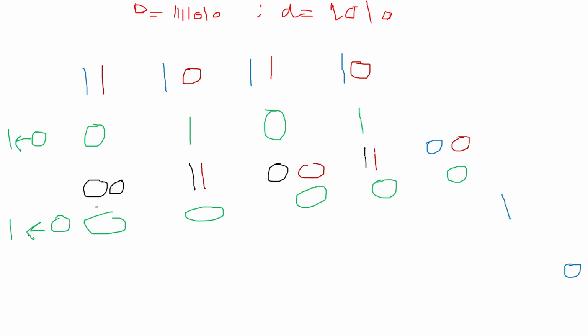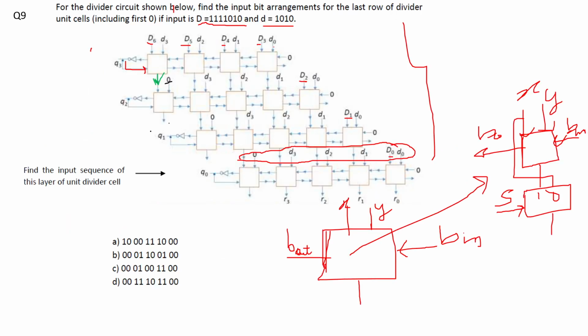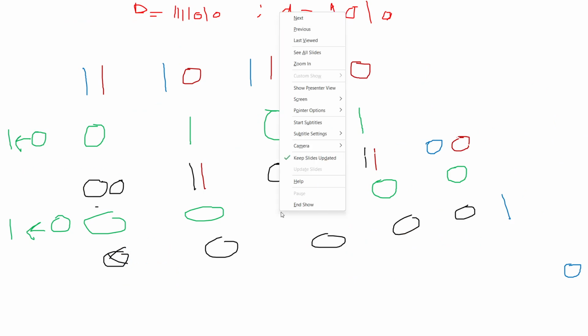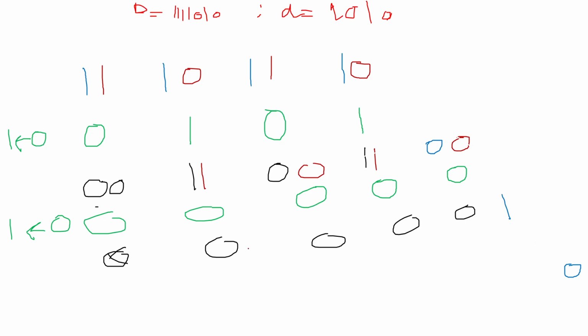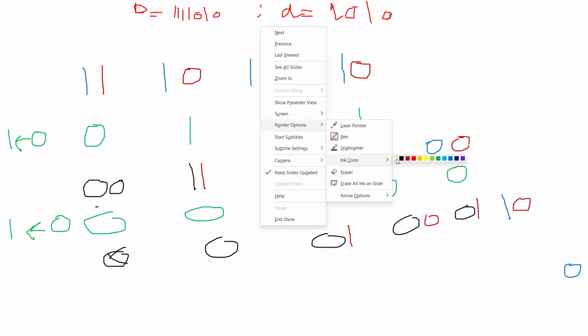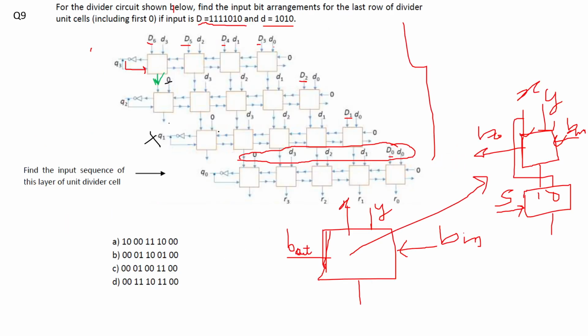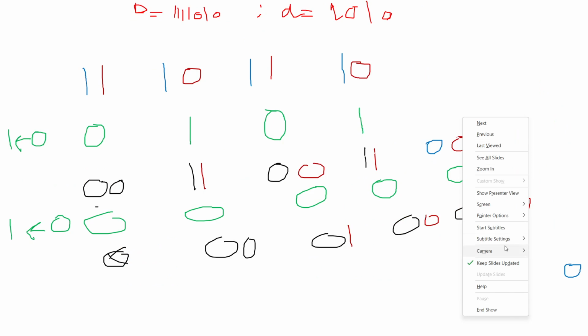Okay, now again the input is 1. We have to select the subtraction result. So it is 0, 0, 0, 0 and 0. Now this will not come here because there is nothing here. So now I'll write the divisor. I'll change the ink color. My divisor here will be 1 0 1 0, and here this 0 is coming from this.